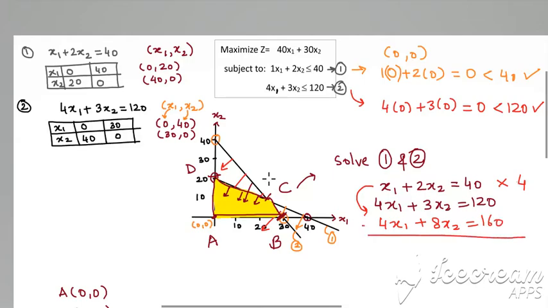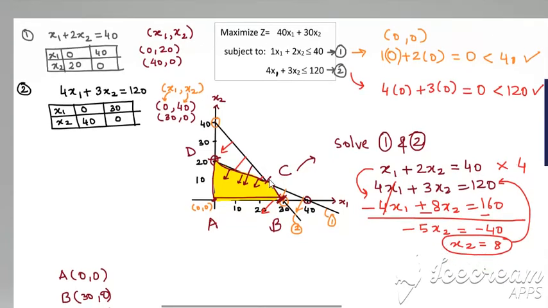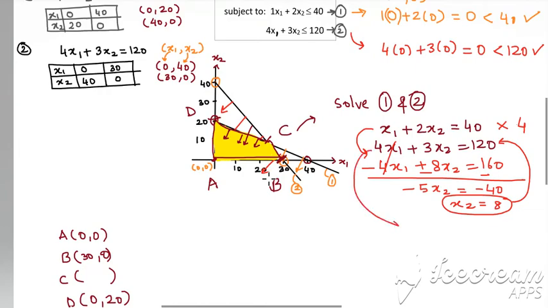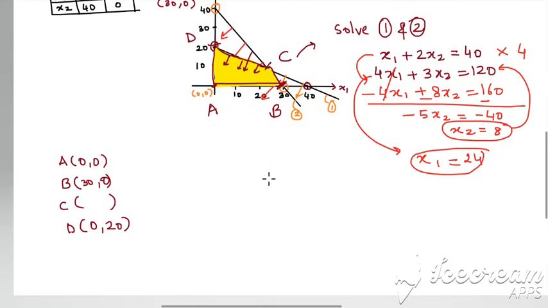So when we solve these two equations, this can get cancelled. It gives you minus 5x2 is equal to minus 40, giving you the value of x2 is equal to 8. Now this value of x2 you can substitute in any one of the equations. So let's substitute it in this equation. Then it will give you the value of x1 as, by doing the calculation, 24. Okay, you can easily get it. So the coordinates of point C will be 24, 8.